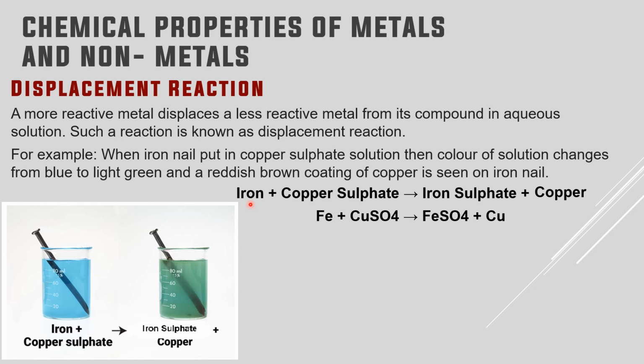So understand, in this example, iron is more reactive than copper. That is why iron displaces copper and forms iron sulfate. Got it, children?